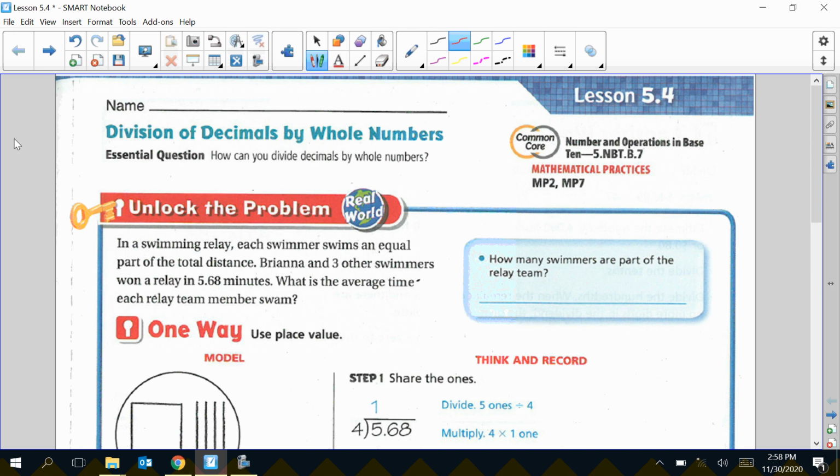Welcome back, students. Today we're going to do lesson 5.4, division of decimals by whole numbers. Today we're going to have both single-digit and two-digit divisors, and our dividends will have decimals in them.